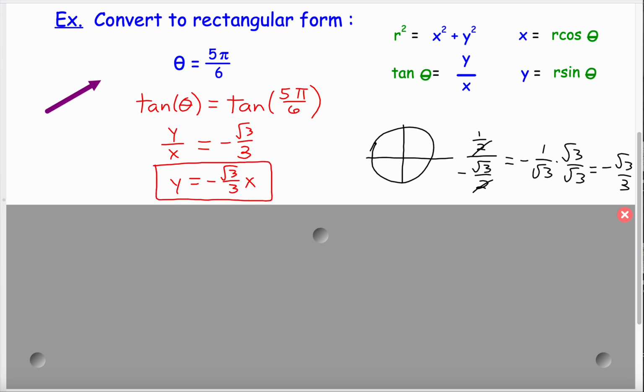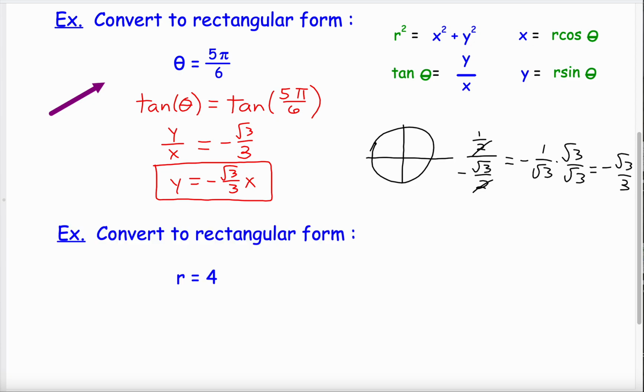And now you should recognize that, that's just a line with a slope of negative root 3 over 3 going through the origin. And as we learned earlier when we graphed this, that gave us a line that went through the pole. And that's the slope of the line. Interesting. All right, let's try one more. Once again, hit pause, try and convert it, and then let's see how you did.